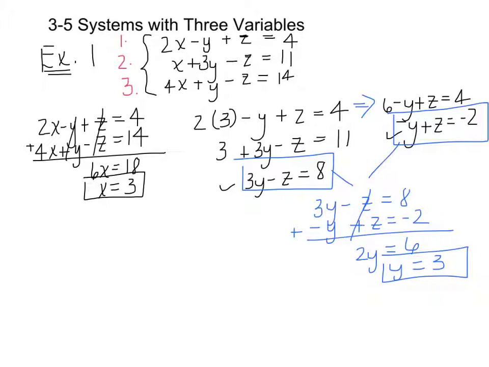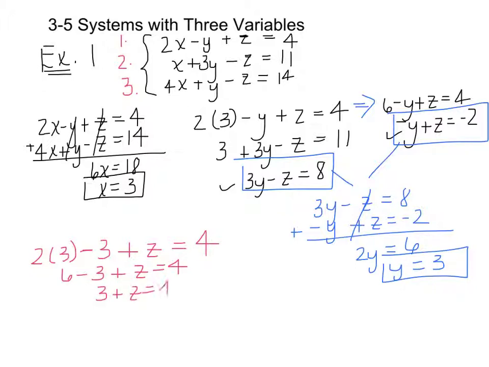Now once you get two variables, you pick one of the original ones to help you solve for whatever missing variable is left. So I'm going to just use the first equation. So I have 2 times 3 minus 3, because 3 was y, plus z equals 4. So that's 6 minus 3 plus z equals 4. So that's 3 plus z equals 4. Subtract 3, so z equals 1.